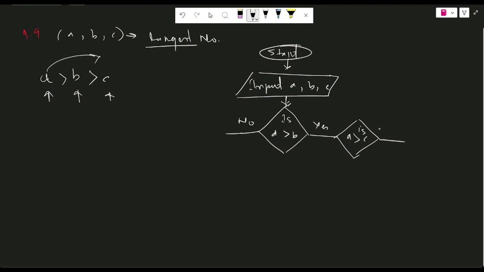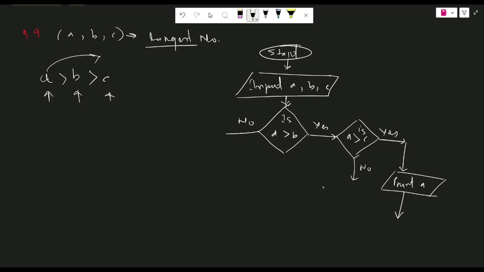If this is still yes, or still correct, then we will move to the final conclusion, which is print a. So we have compared with all 3 of them and we found that a is the greatest. If this doesn't happen, and a is not greater than c, if a is less than c, then we will move to the no section. Here the condition doesn't satisfy, so we will go for an alternate route, which is print c. We'll hold on to this one for now.